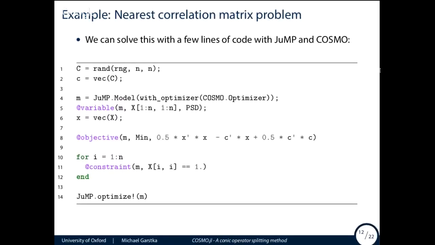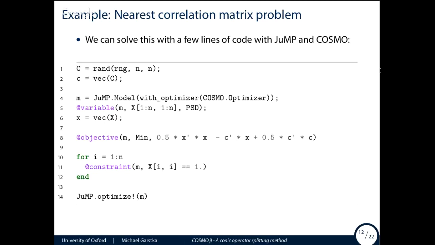So if you want to do that in JuMP, assume you get this matrix C that you want to find the closest correlation matrix for. Then you set COSMO to be your optimizer. You say X, I want X to be a matrix of the same size, and it should be positive semidefinite. You formulate this quadratic cost function, and then you just add the constraints that your diagonal is equal to 1. All the entries are equal to 1. And then you can solve this with JuMP.